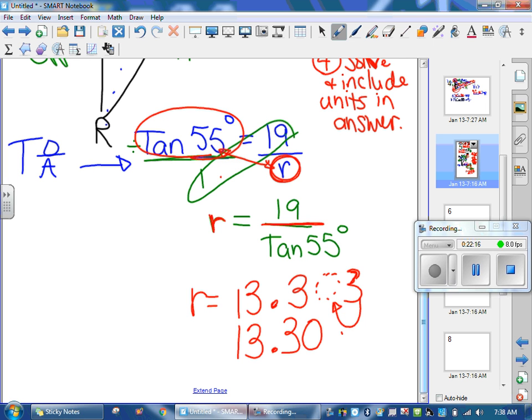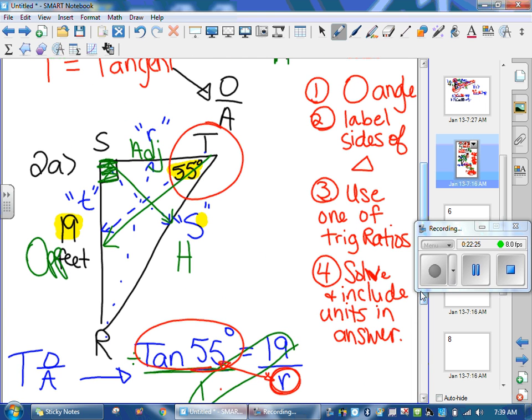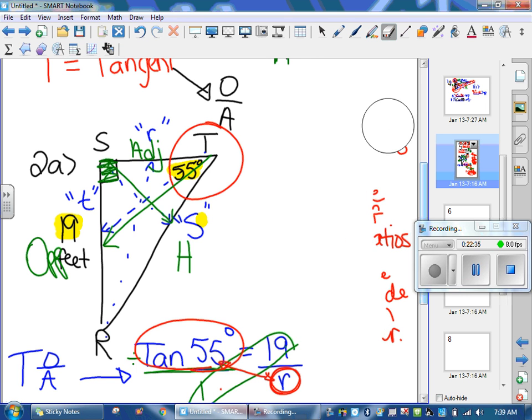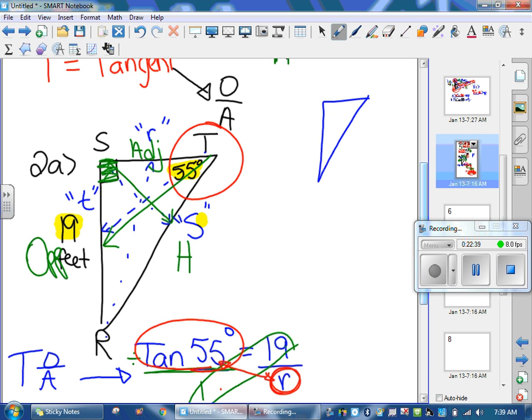We can go up and finish solving for the rest of the triangle. And there's multiple different ways we can do that. First way we can do it is by using Pythagorean theorem. Now that I know the 2 sides, if I redraw my triangle, I know the 2 sides are 19 and 13.3. So I can solve for my hypotenuse by going 19 squared plus 13.3 squared, and then square rooting my answer. The other way to do it, again, is to use trigonometry.